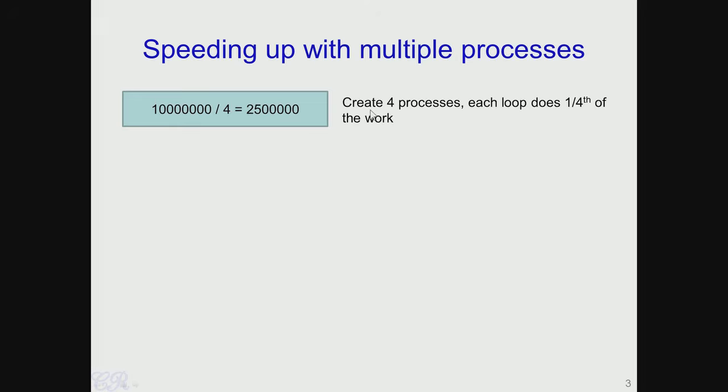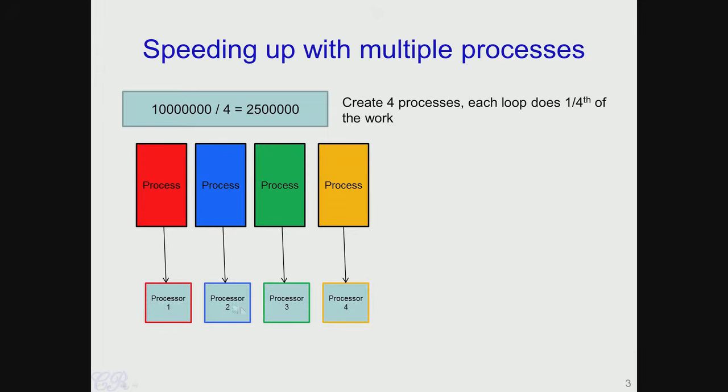Process 2 will find the sum of the numbers from 2.5 million to 5 million. Process 3 would find the sum of numbers from 5 million to 7.5 million, and process 4 will find the sum of numbers from 7.5 million to 10 million. So, if we are able to create 4 processes in such a way, then when we execute these 4 processes, it will be something like this.